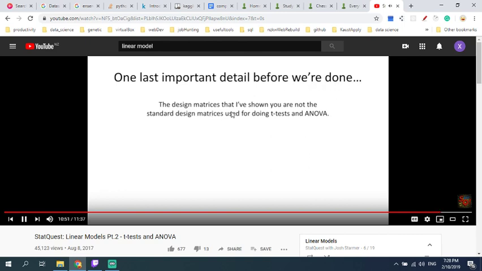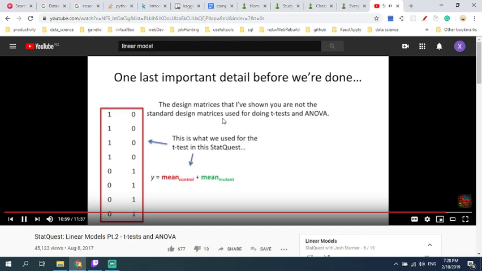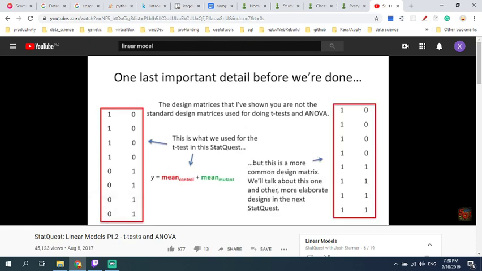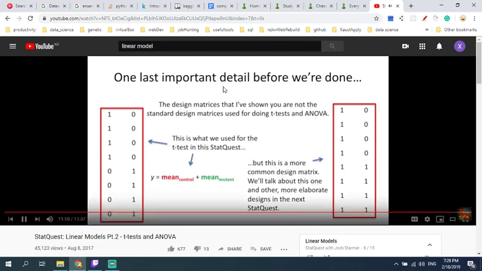The design matrices that I've shown you are not the standard design matrices used for doing t-tests and ANOVA. This is what we used for the t-test in this StatQuest. But this is a more common design matrix for the same thing. Both design matrices will get the job done. It's just the one on the right is more commonly used. We'll talk about this one and other more elaborate designs in the next StatQuest.